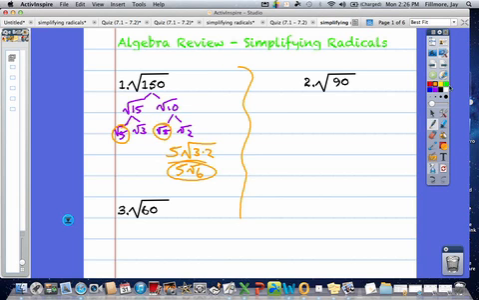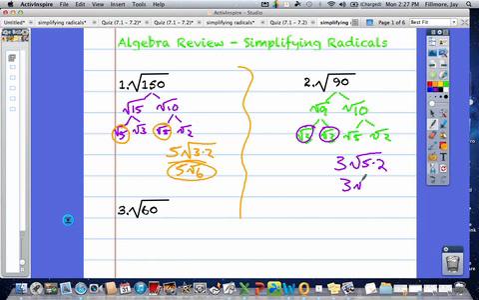Let's try number 2. So factors of 90, I have the square root of 9 and the square root of 10. Well, 9 I can break up into 3s. 10 I can break up into 5 and 2, none of which can be simplified any farther. So I have a couple, I have two 3s. So my 3s remain on the outside as 3, and on the inside I have a 5 and a 2. My answer is 3 root 10.